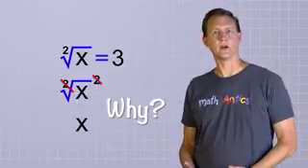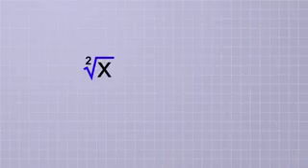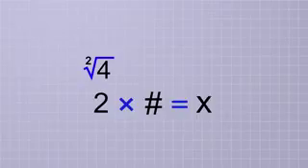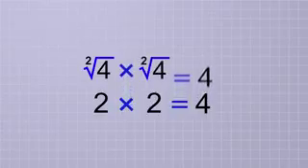Well, you can see why it works if you remember what the square root of x really means. The square root of x is a number that we can multiply together twice to get x. For example, the square root of 4 is 2 because if you multiply 2 times 2, you get 4. So since the square root of 4 is the same as 2, we could also just say that the square root of 4 times the square root of 4 is 4.